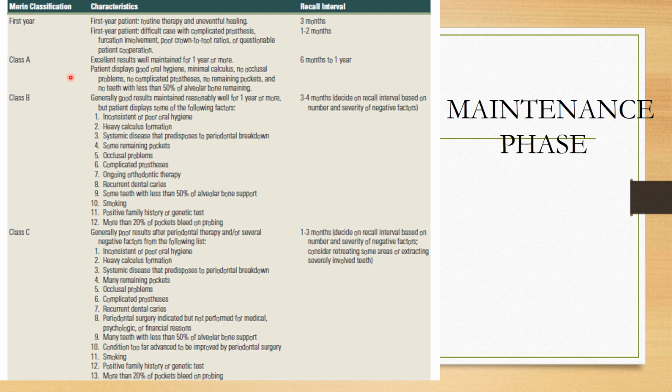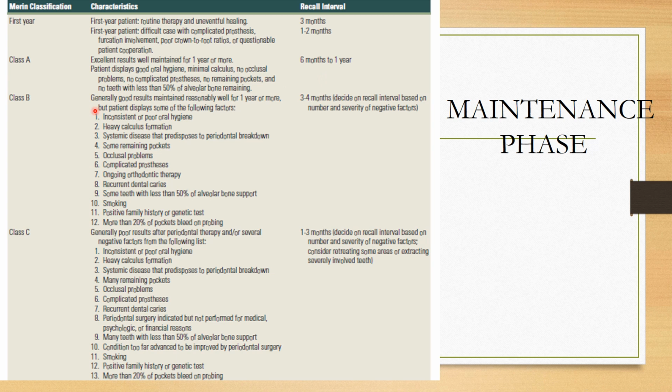That is class A, that is excellent results. If there is good oral hygiene, minimal calculus, no other pockets, no teeth less than 50%, then recall the patient once in 6 months to 1 year.